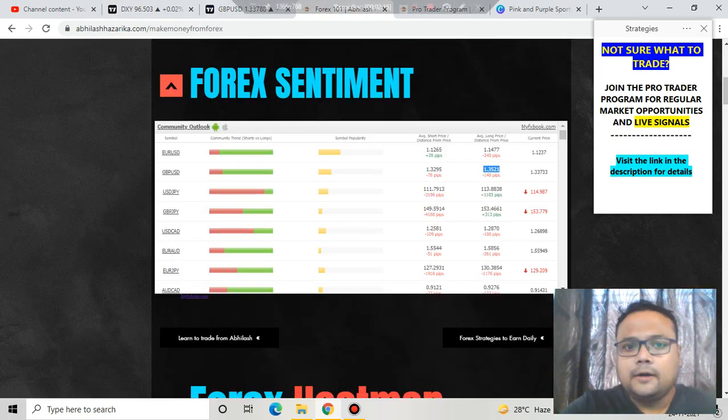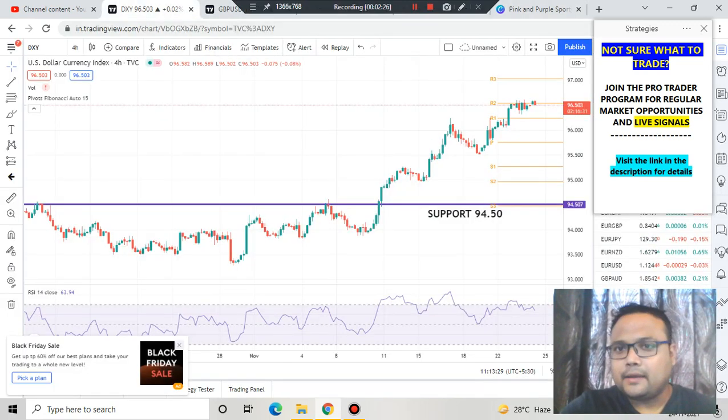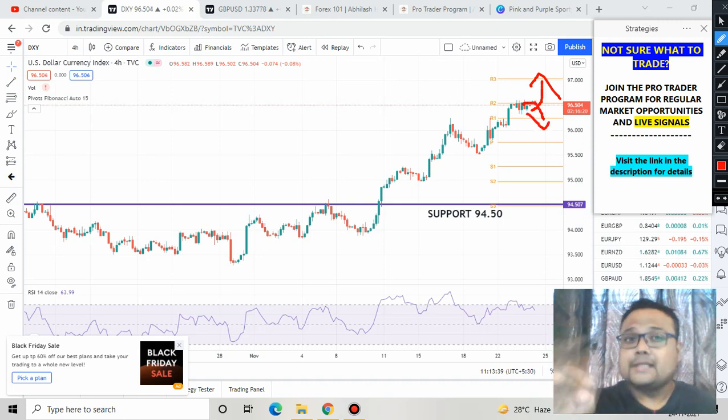After the jobless claims, today we have an event on USD. If after the jobless claims, dollar starts going up again, then definitely we will see some more selling pressure on GBP USD and Euro USD. But if after the event dollar starts going down, or if the US dollar witnesses some correction, then we may see some recovery on the chart of GBP USD.